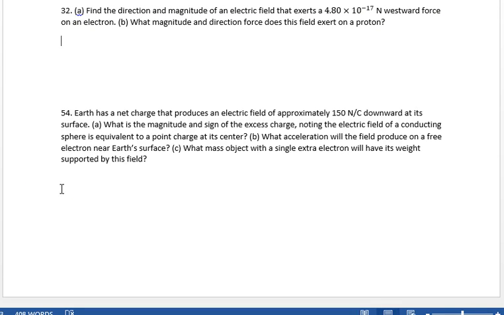Alright, chapter 18, problem 32. Find the direction and magnitude of the electric field that exerts 4.8 times 10 to the minus 17 newtons westward on an electron. So we know that this force is directed westward. In part B, find the magnitude and direction of the force this field exerts on a proton.